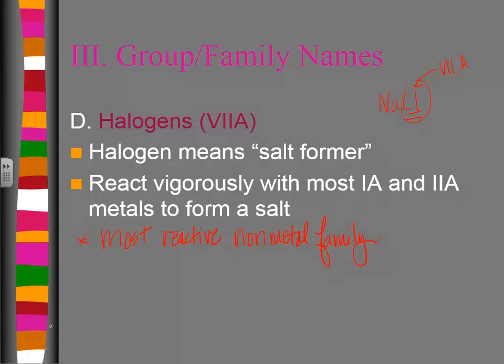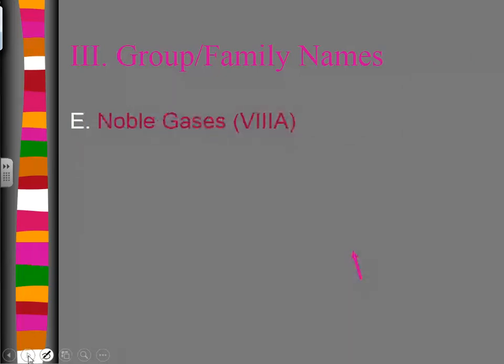The most reactive nonmetal family. These are very unstable, and that's why they react so vigorously, just like the group 1As are the most reactive metal family, and they react very vigorously as well to try to become stable. Finally, moving over to group 8A, we see the noble gases.